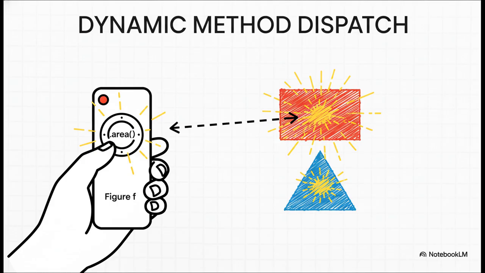Then when we call f.area, Java is smart. At the very moment the code runs, the JVM looks at the actual object sitting in memory and says, oh, that's a rectangle. I'll run the rectangle's version of area. This right here is called dynamic method dispatch, and it is an absolute game changer in object-oriented programming.